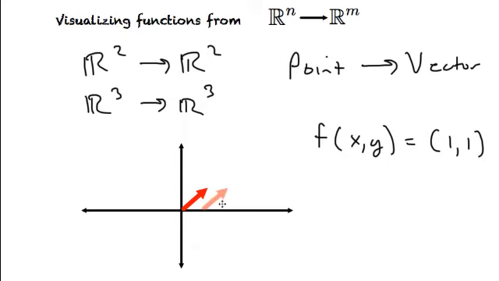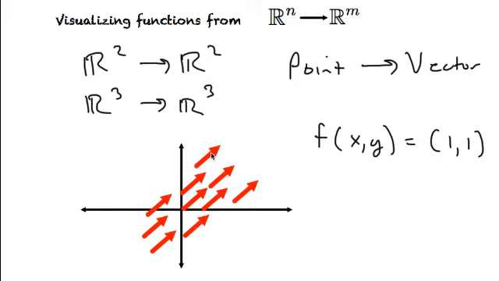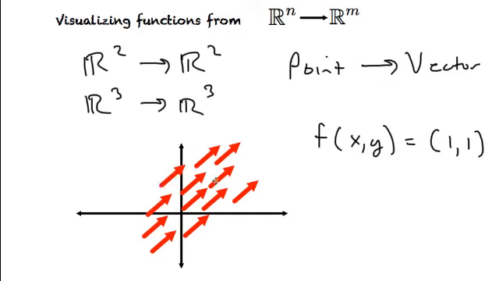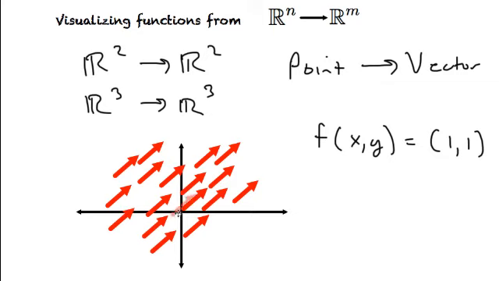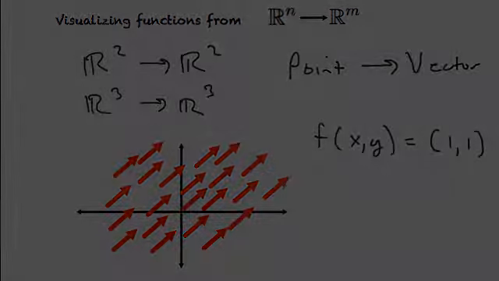So perhaps over here at 1, 0, up here we have the vector 1, 1. Over here we have the vector 1, 1. Over here, over here. We just fill in the plane with these vectors 1, 1 because every point in the plane has this vector 1, 1 associated with it. And again, it sort of fills the space. But in this case, instead of filling the space with values, it fills the space with vectors.